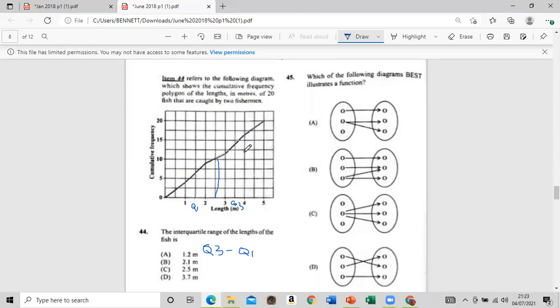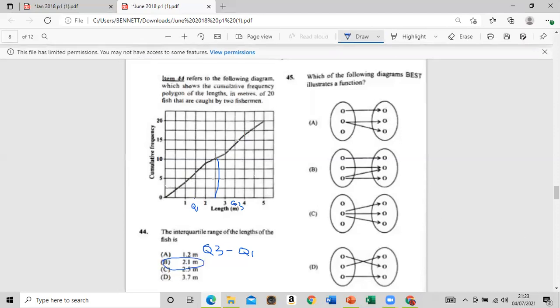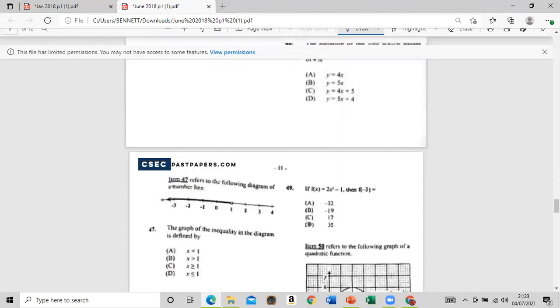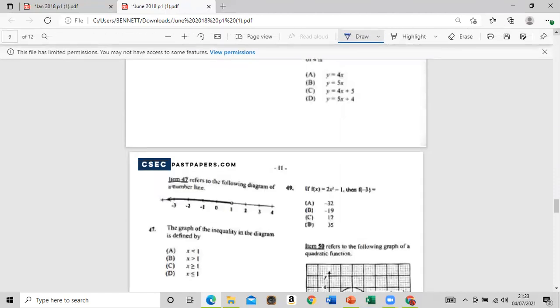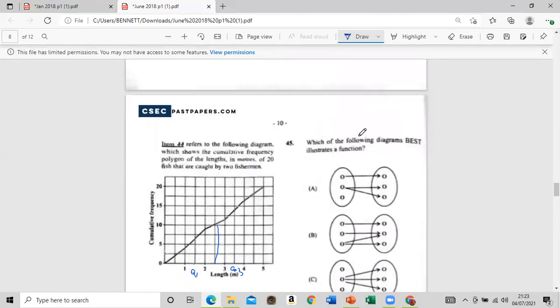Guys, I'm going to basically find Q3 and Q1. So this will be about 3.5. So that would be B. I hope I get that one right. This column estimate. Alright, so 45 now.